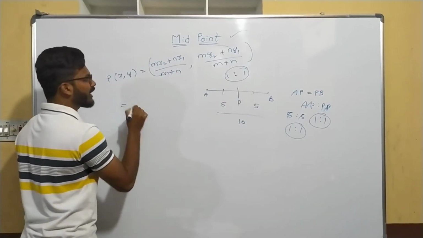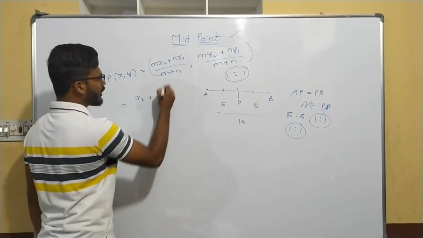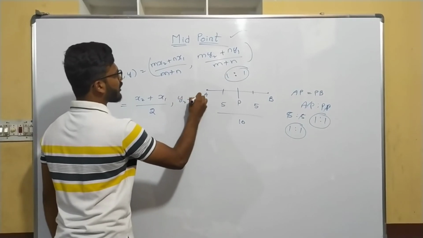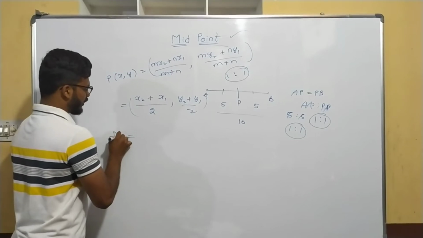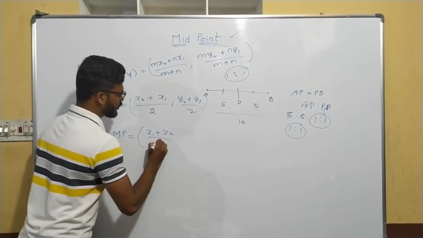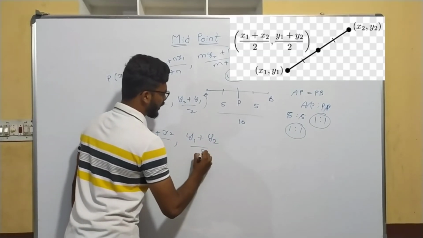So, instead of m and n, what do I have to take? 1. 1 into x2 plus 1 into x1, by 1 plus 1, which is 2, and (y2 plus y1) by 2. Or else we can write it as midpoint equals (x1 plus x2) by 2 and (y1 plus y2) by 2.